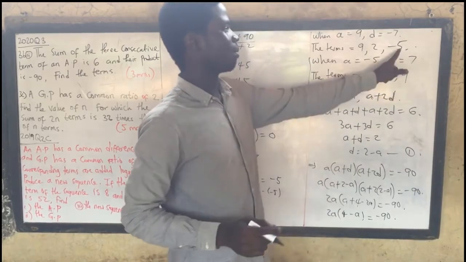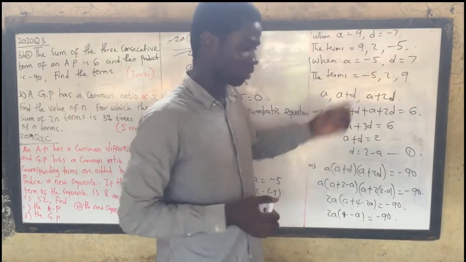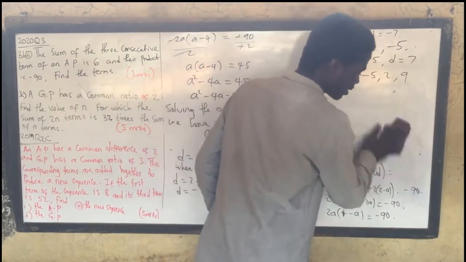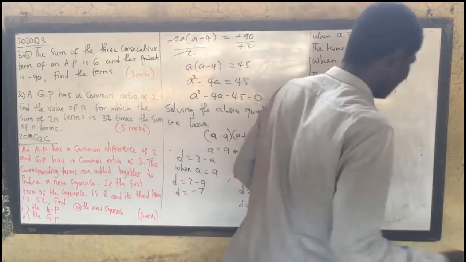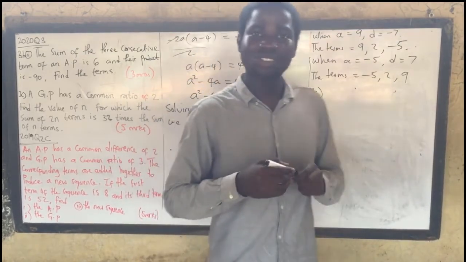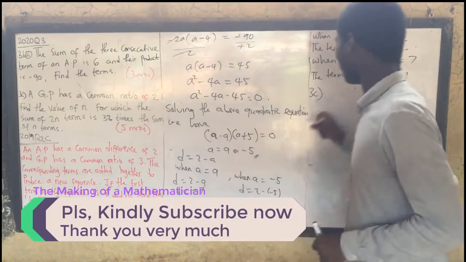They just wrote it minus 5, 2, 9, minus 5, 2, 9. So whichever one you do, it's still correct. So that is the answer to that particular question, Number 3C. So please, if this question comes out in your exam, you must get it. Now 3C.